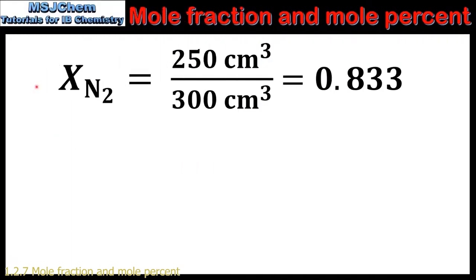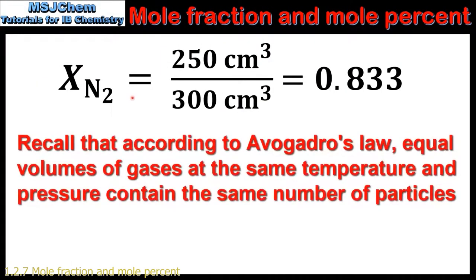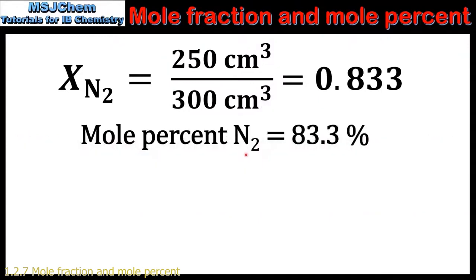Next we look at a quicker way of solving the problem. Because the mixture of gases is at a constant temperature and pressure, we can treat the molar ratios as volume ratios. To calculate the mole fraction of nitrogen, we divide the volume of nitrogen by the total volume of the mixture, which gives us the same answer as before, which is 0.833, and a mole percent of 83.3%.